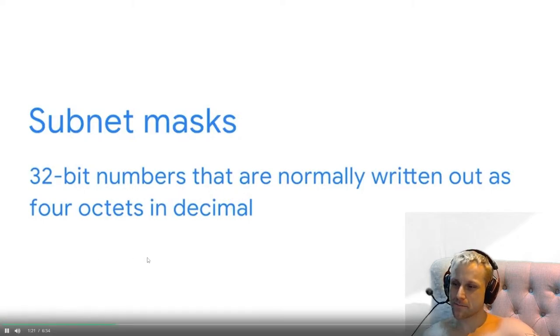Just like an IP address, subnet masks are 32-bit numbers that are normally written out as 4 octets in decimal. The easiest way to understand how subnet masks work is to compare one to an IP address. Subnet masks are often glossed over as magic numbers. People just memorize some of the common ones without fully understanding what's going on behind the scenes.